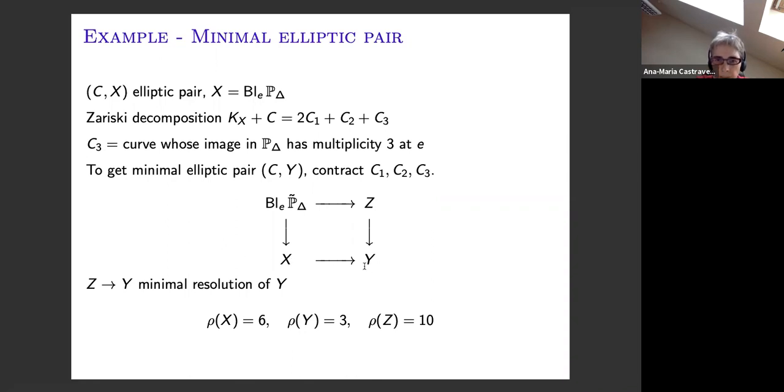And so in our example, we started with a heptagon, and we blow up the identity point. So the Picard number of P delta is 5. The Picard number of X is 6. We contract 3 curves, so Y has Picard number 3. And now we are trying to analyze the polyhedrality of the effective cone of Y in characteristic P.